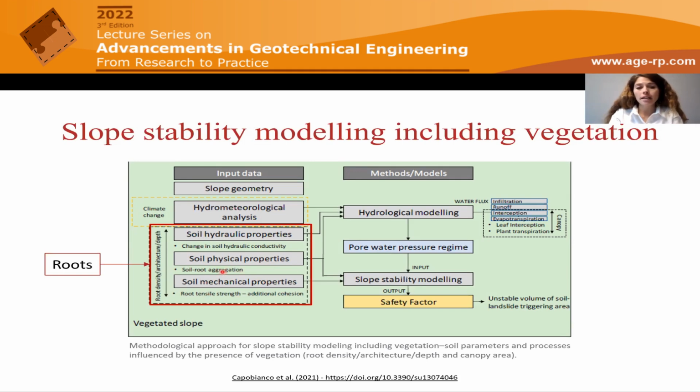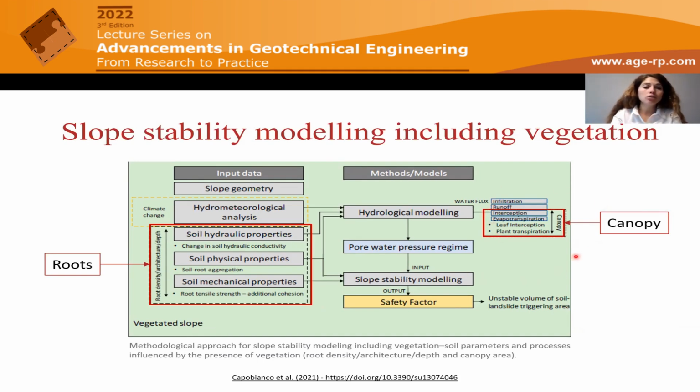And also the soil mechanical properties. For example, the easiest way to take into account the roots is to add an additional cohesion due to the presence of roots. On the other hand, processes influenced by the presence of vegetation are the water balance.